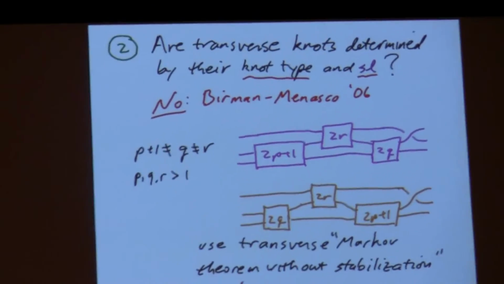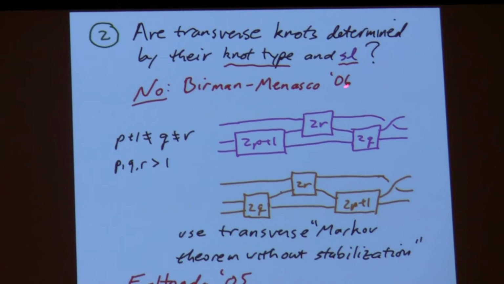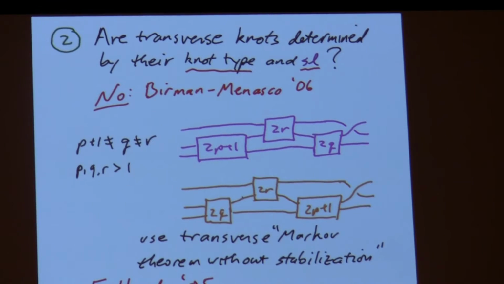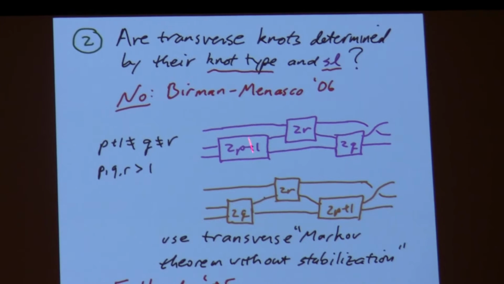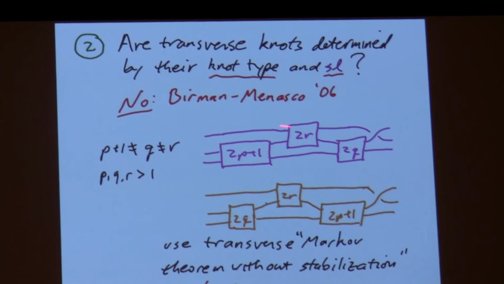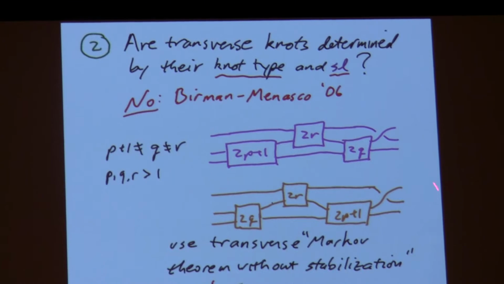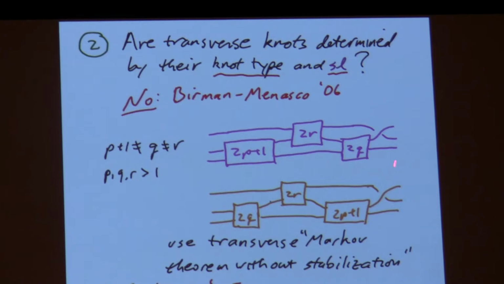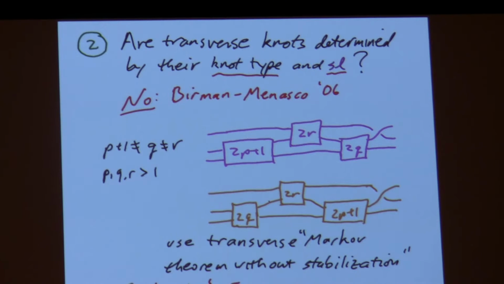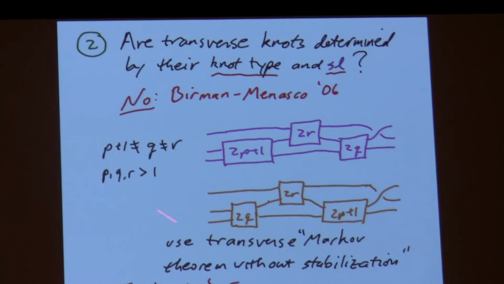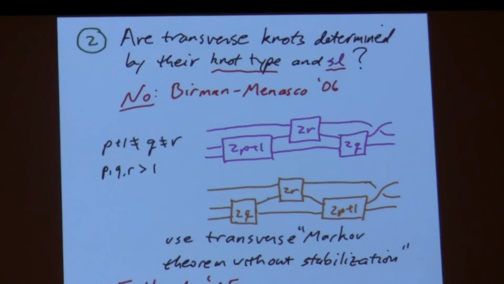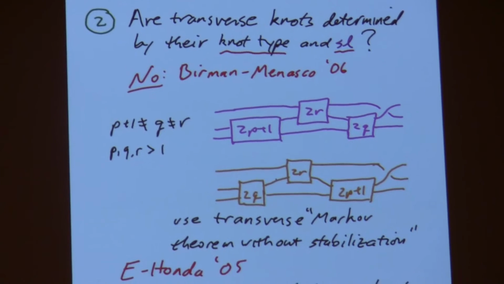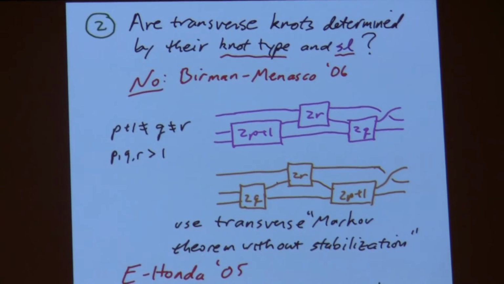Actually, both of these appeared about the same time a few years earlier, but they were published in 2005 and 2006. The first set of examples were given by Birman and Menasco, where they have closures of 3-braids, in particular these 3-braids. These have the same self-linking number, but as transverse knots, they are not transversely isotopic. The proof they used was very involved, using Seifert surfaces and analyzing the foliations induced on those by the braid structure.